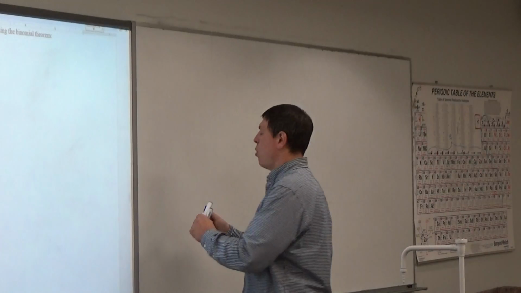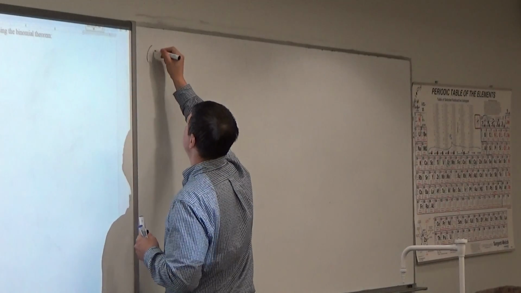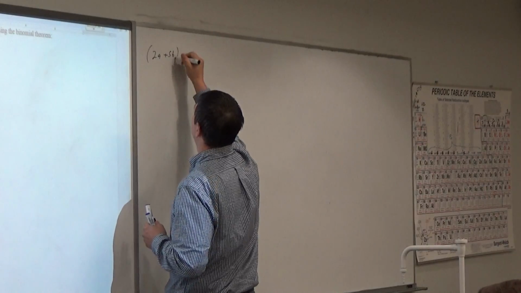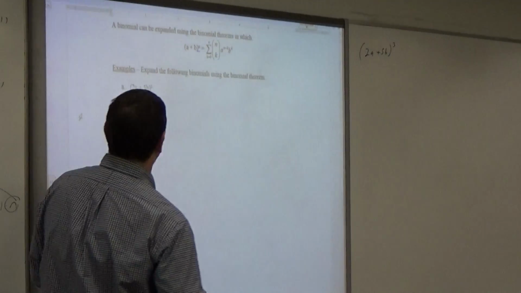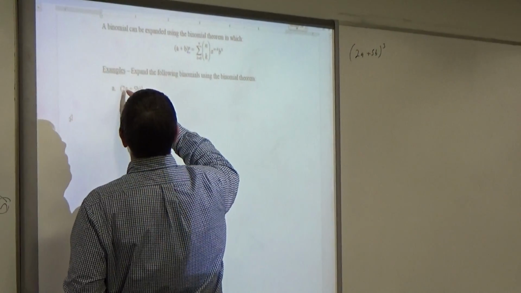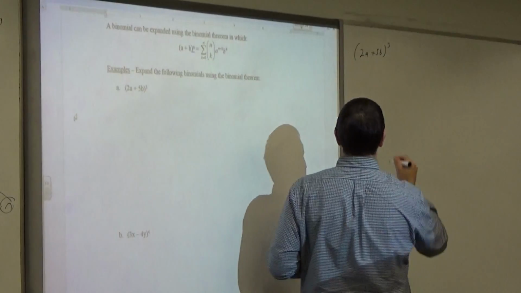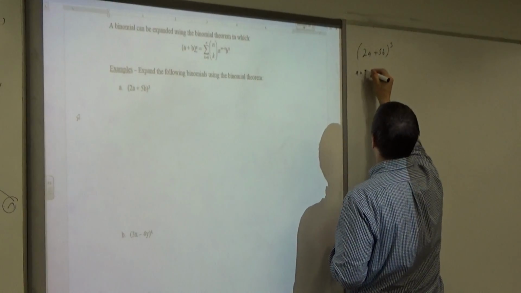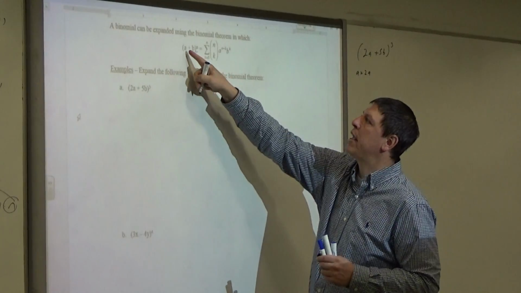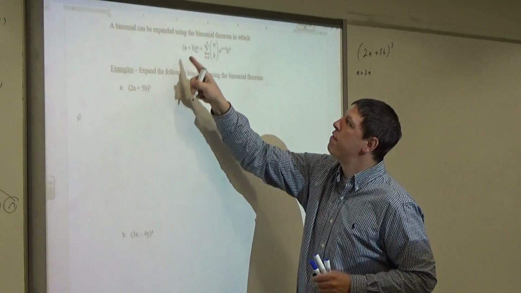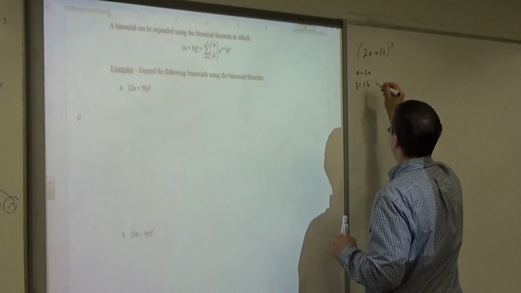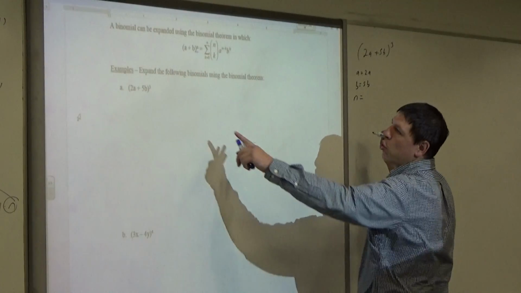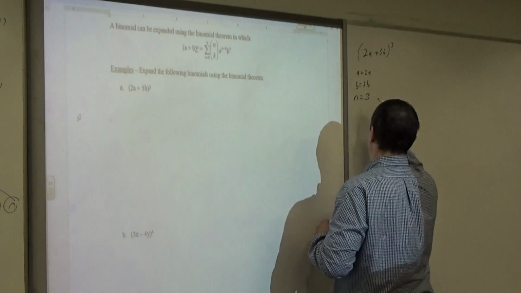Okay, so (2a + 5b) cubed. Let me bring up the binomial theorem again too, because I want to make sure we have that. In this example, a is really equal to 2a. So a equals 2a, that's like the placeholder for that. b is equal to 5b. And then n is going to be equal to 3. That's our exponent.